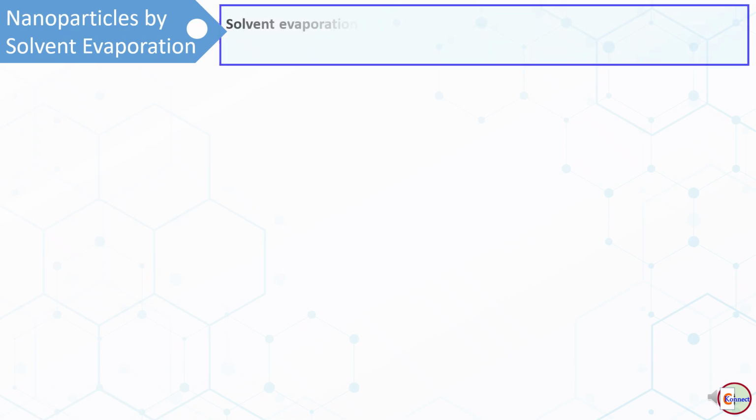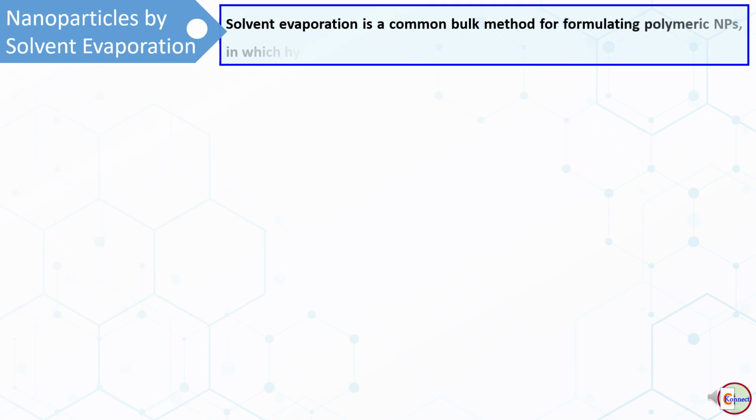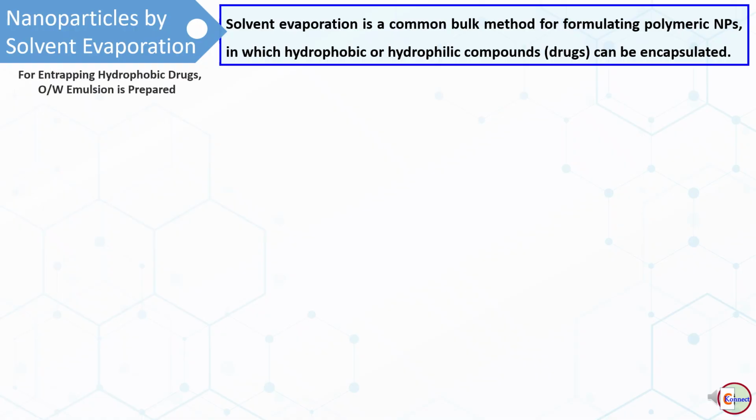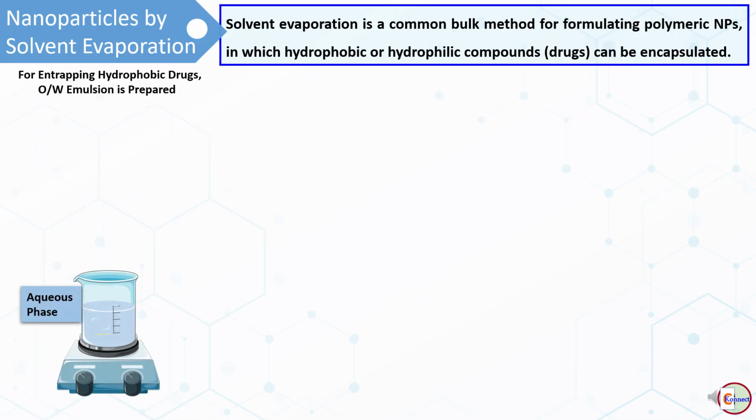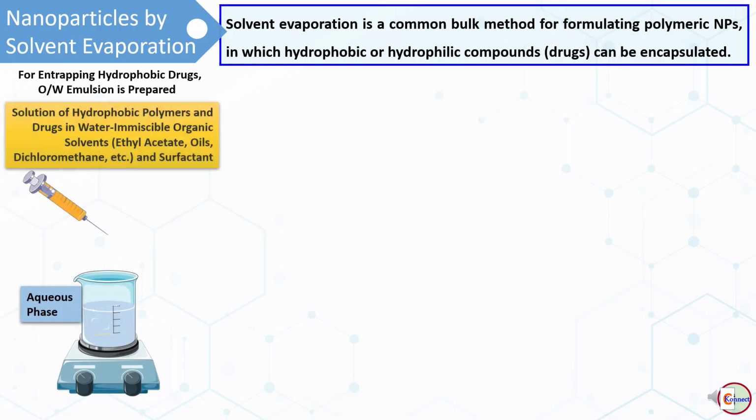Solvent evaporation is a common bulk method for formulating polymeric nanoparticles in which hydrophobic or hydrophilic compounds, including drugs, can be encapsulated. For encapsulation of hydrophobic drugs, an oil-in-water emulsion is prepared. For this, the aqueous phase is placed in a container and the non-aqueous or organic phase containing hydrophobic polymers, drugs, and a suitable surfactant is added to it dropwise while stirring vigorously.